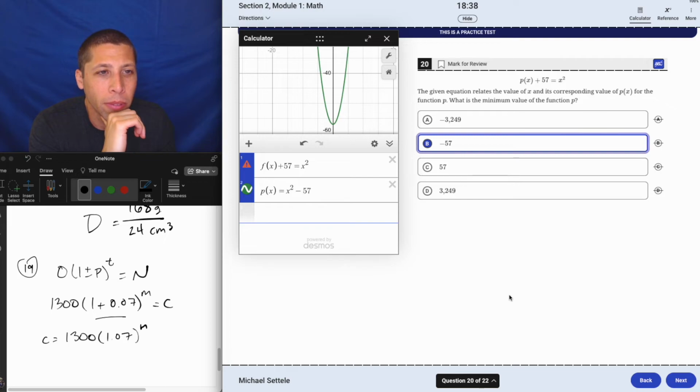But I'm very interested in this. I wonder, yeah, I don't know. I don't know what's up here. I don't even know why would someone get 3249? Where did that even come from? Is that 57 squared? You put 57 in as x squared? For the function, what is the minimum value of the function p? Right? Am I missing something here?